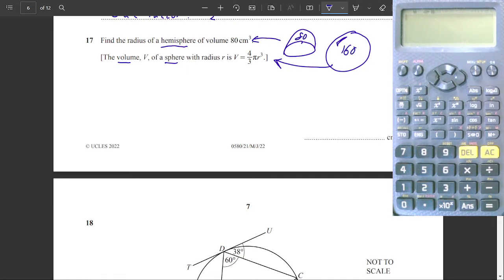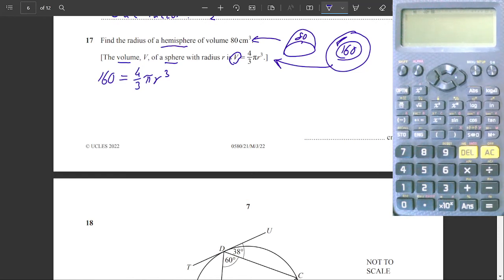Okay, so this is what we're going to have to use. 160. So we put that into the formula. Volume there is 160, equals 4 over 3 pi r cubed. So now to find the radius, we just need to solve that.